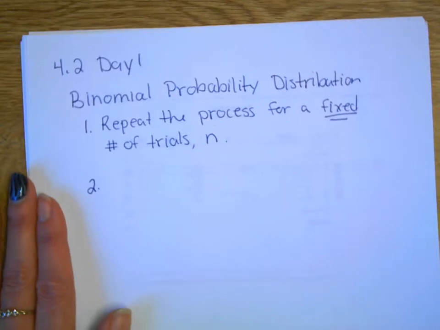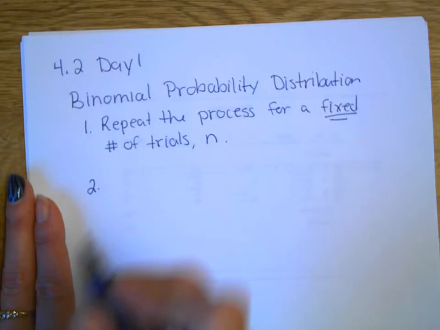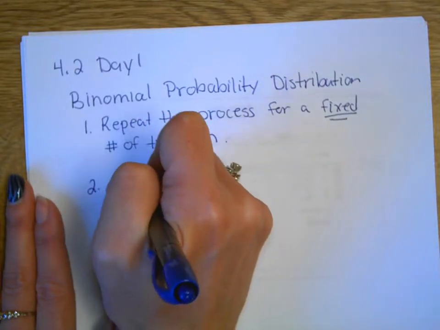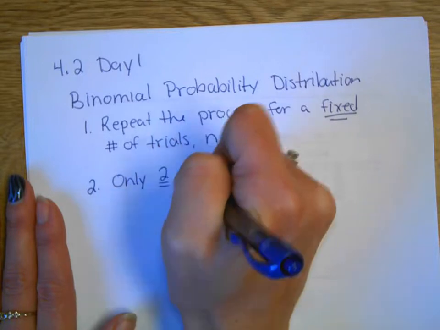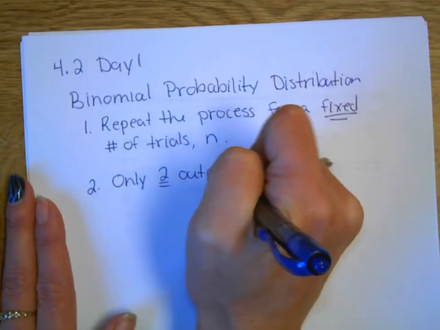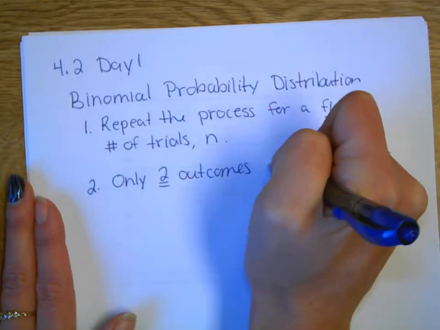On each trial, there's only going to be 2 outcomes, thus the binomial. So there are only 2 outcomes on each trial.